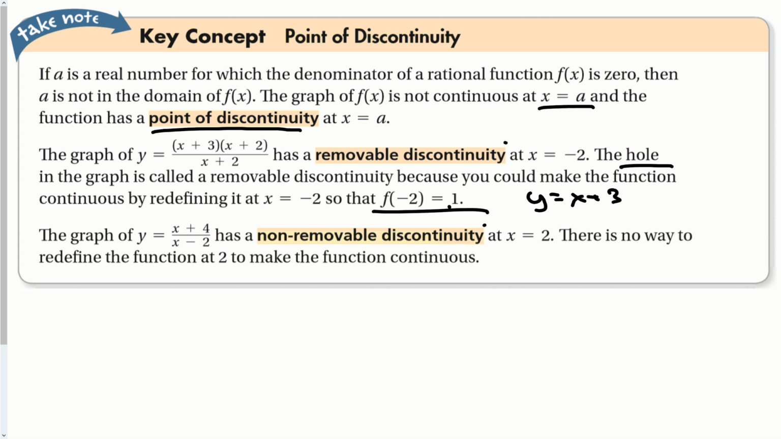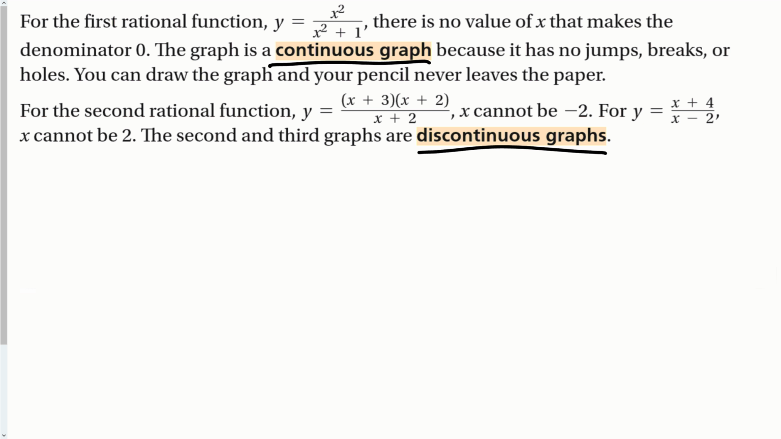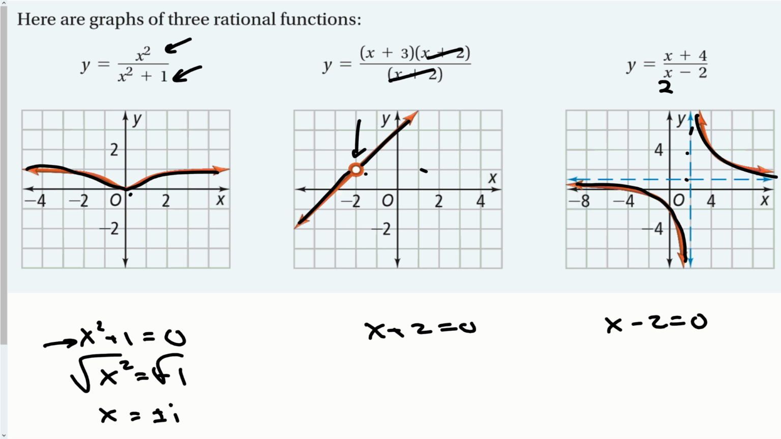It has a non-removable discontinuity, also called a vertical asymptote. Okay? Notice this line goes vertically up and down. This is called a horizontal asymptote. We'll talk about that in a few minutes. But this line goes up and down, and the graph never crosses it.